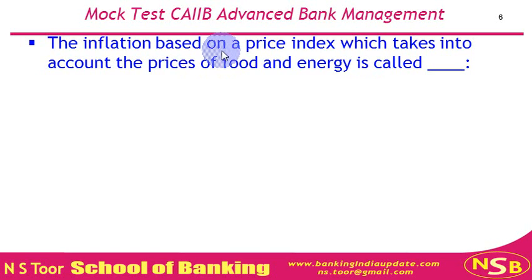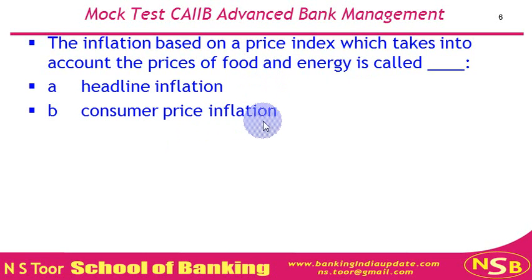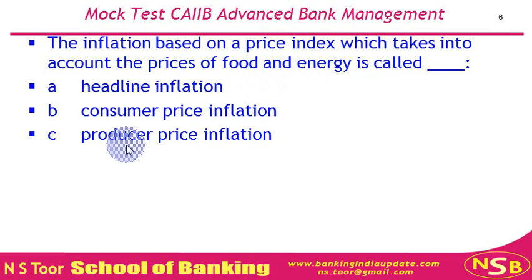The inflation based on a price index which takes into account the price of food and energy is called what? When the inflation rate is calculated, the price index is calculated which takes into account the prices of food and energy items also. So it is called what? Here are our options. A. Headline inflation. B. Consumer price inflation. C. Producer price inflation. D. Core inflation.